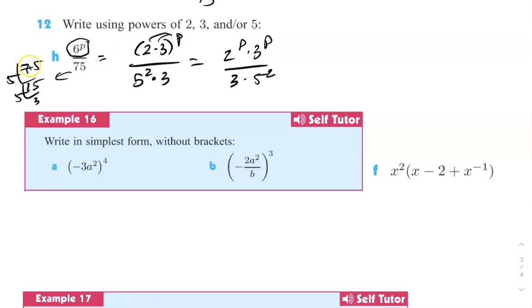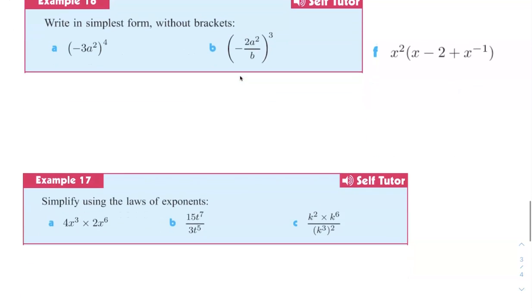I had to break down 75. 75 is 5 times 15, which is 5 times 3, so I get 5 squared times 3, so I rewrote it like this. But now remember I said earlier, you can't have the same base on top and bottom, so you have to simplify that. So we're going to simplify this guy and this guy. Well, remember you just subtract, so it's going to be 2p times 3 to the p minus 1, because that's p and that's 1, all over 5 squared. And I believe that's all you can do with this problem.